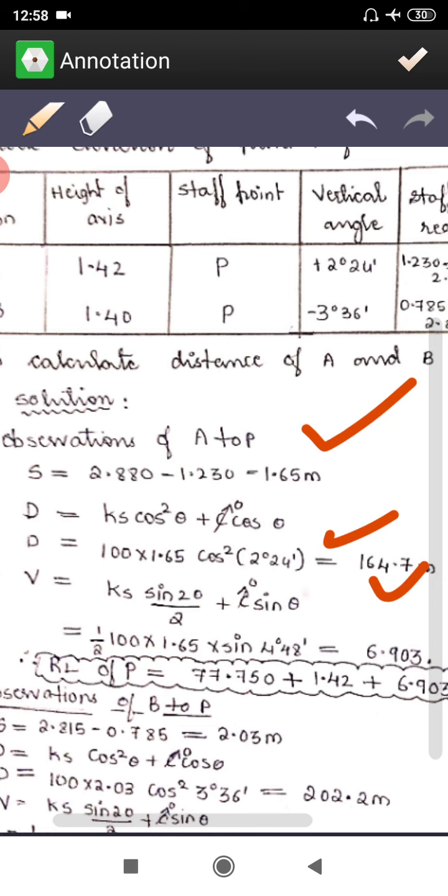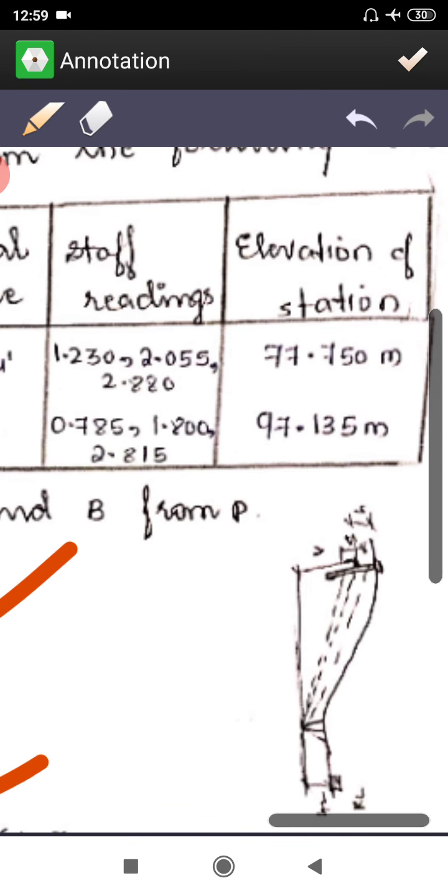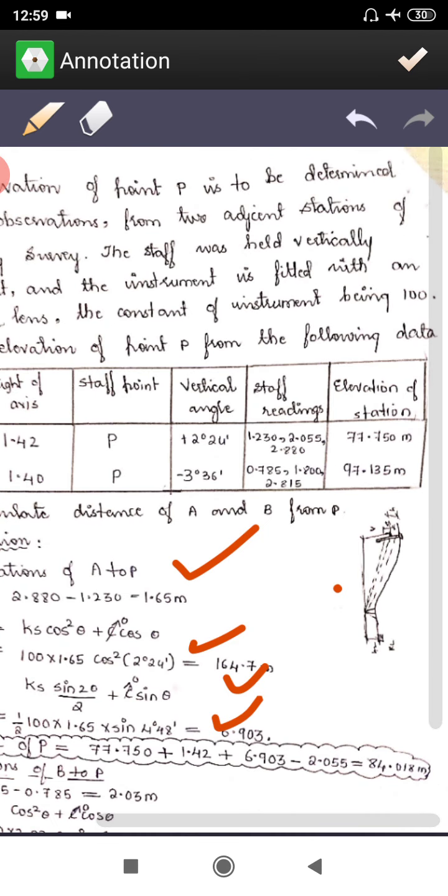Then you will be having V. V is K sine 2 theta by 2 plus C sine theta. So K is 100, C is 0. So we are going to have V as 6.90. So what will be the RL of P? RL of P is equal to this, you see that they have given the RL of station here, 77.750. If you take 77.750, now again I have to draw that figure.